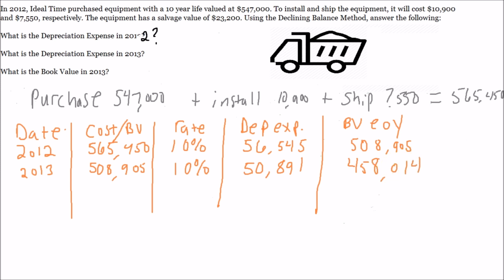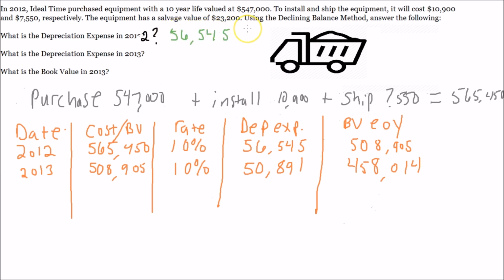458,014. All right, so what are the questions asking? What is the depreciation expense in 2012? Well, we already filled out this nice and neat chart, so all you got to do is reference 2012. There it is, asking for depreciation expense. Bam, 56,545. We'll go ahead and write that in.